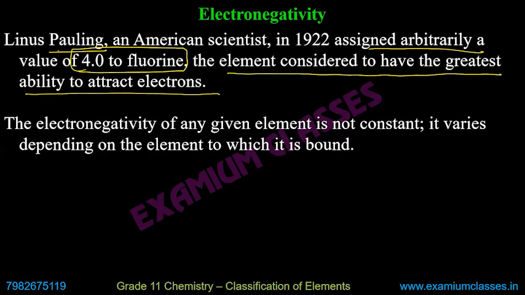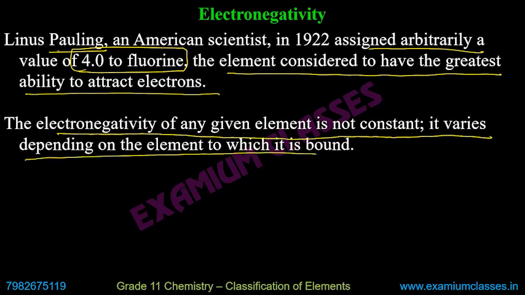The electronegativity of any given element is not constant. It varies depending on the element to which it is bound. That's what I said. Suppose I have an A-B bond, and here B is more electronegative. Suppose this is chlorine and carbon. Chlorine is on the right hand side, so it is more electronegative. So this will be slightly negative, and this will acquire a slightly positive charge.